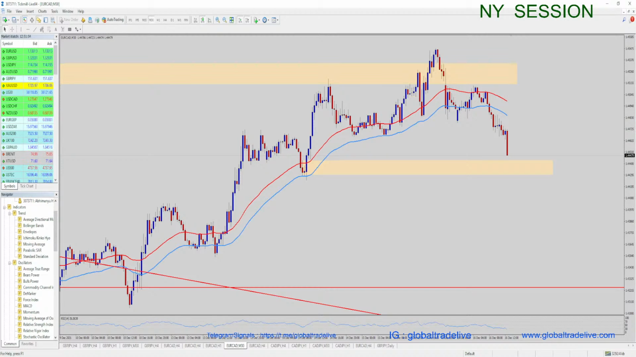Trade is running in 15 pips right now, and the TP is at 28 pips. Yeah, I think it can really move down.